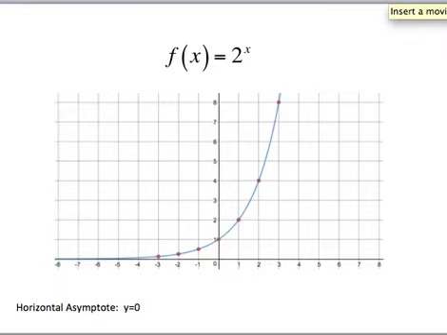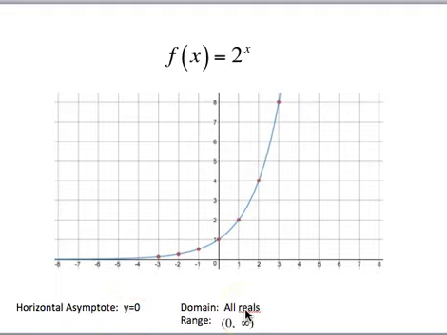So again, there's our picture. The horizontal asymptote is the x-axis. You'll notice how the graph is heading down, getting closer and closer to the x-axis. Horizontal asymptote is the x-axis, y equals 0. Domain, all reals. We can plug in any number for x we want, but the range will never actually hit 0. 2 to the negative 100 power is 1 over 2 to the 100th. Awfully close to 0, but never actually hits 0. That's why it's a round bracket. And then it goes to infinity. It will grow as fast as we want it to grow. So that's the function f of x equals 2 to the x.